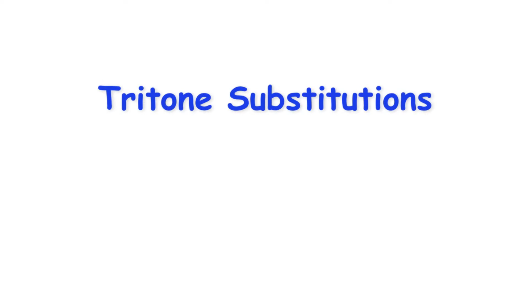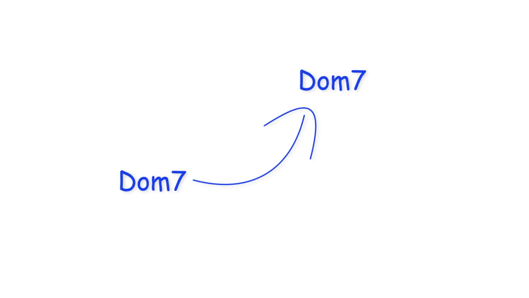Hi everyone, today I'll be looking at tritone substitutions. As its name suggests, a tritone substitution involves a chord, typically a dominant seventh chord, being substituted by another dominant seventh chord at the interval of a tritone.